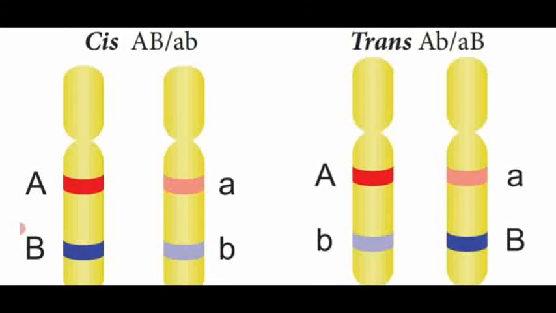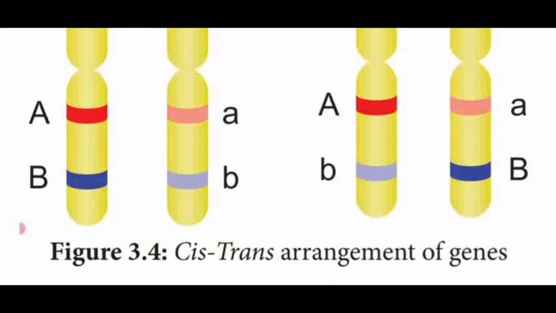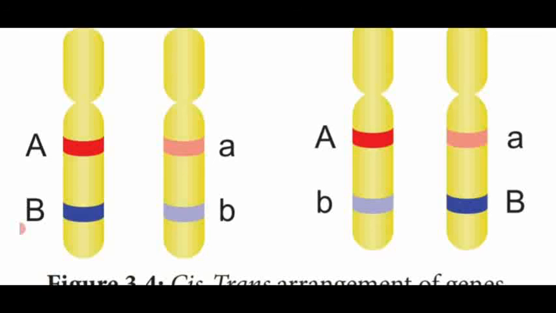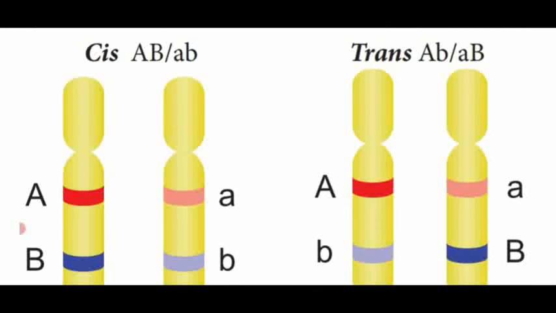See the diagram which is showing cis and trans configuration. First one, the dominant alleles capital A, capital B with the recessive alleles small a, small b, which are located in the pair of homologous chromosomes. So first one is the dominant alleles, another one is the recessive alleles, which are present in the pair of homologous chromosomes. They are linked together and also express the character in the gametes. That is said to be cis or coupling configuration.